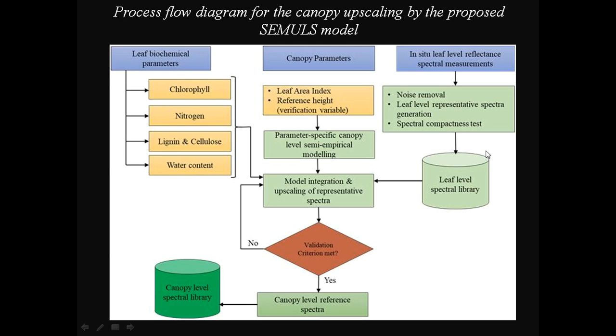Ground level chlorophyll to the canopy level chlorophyll. Different formulas are available in the literature to calculate chlorophyll, nitrogen, protein content, and lignin. All these parameters are integrated, and finally we created a canopy level reflection spectrum. This spectrum finally goes to the canopy level spectral library. Before that, there is a need to validate the spectrum that is created by us.